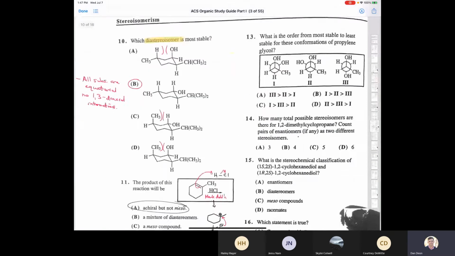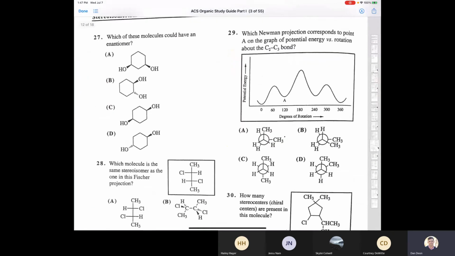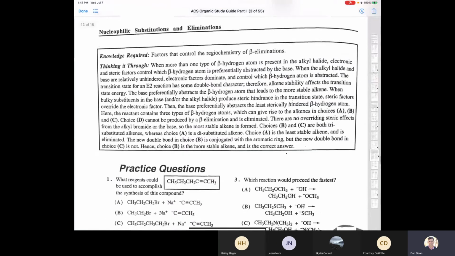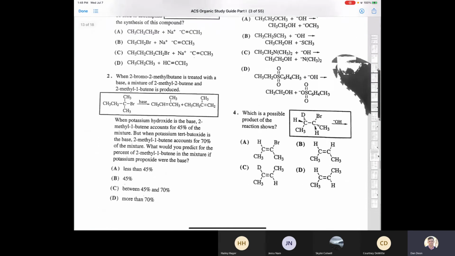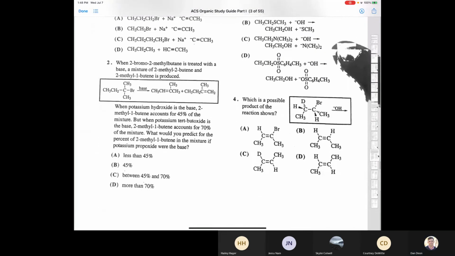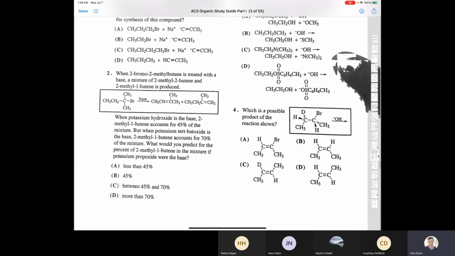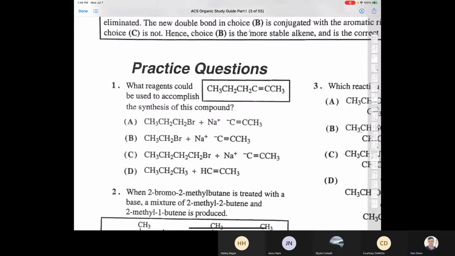All right. Let's take a look at some questions that deal with nucleophilic substitutions and eliminations. Just give me a second here. And I thought we'd start by looking at question 1.